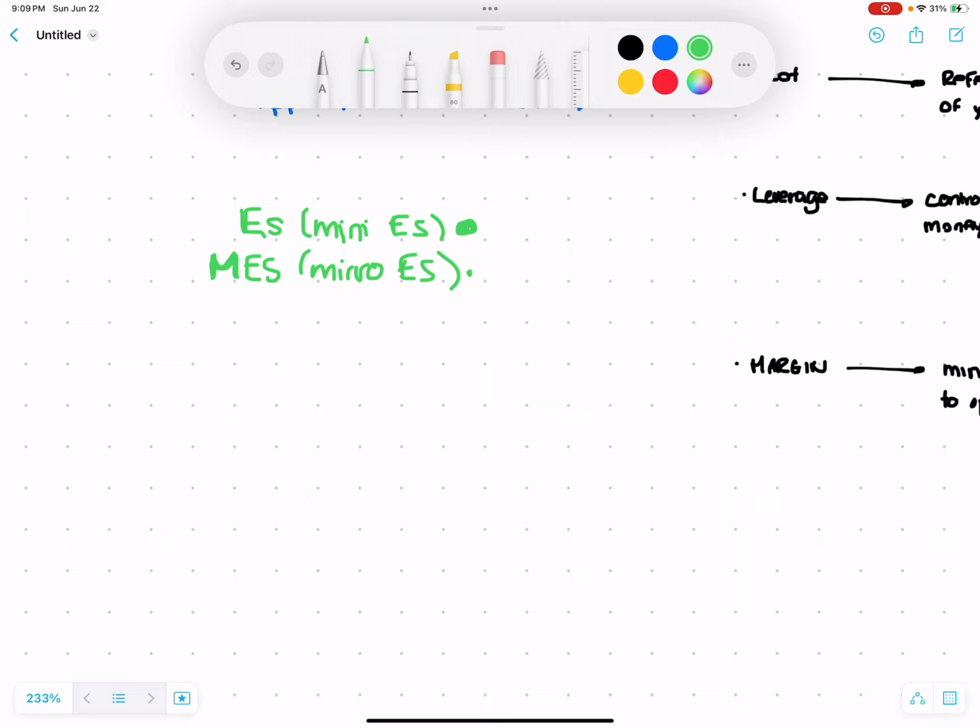So what does it mean when we talk about micros? On micros, one tick is equal to $1.25.